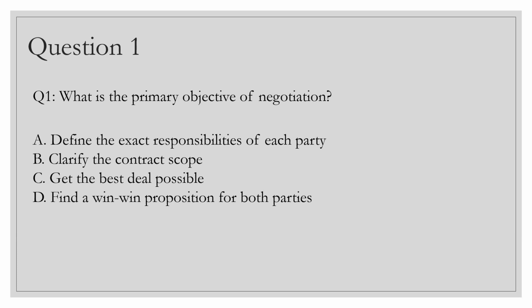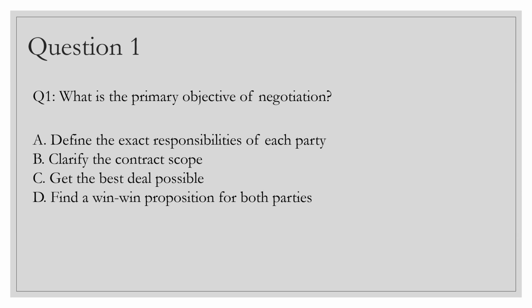Like I said, maybe in Amazon, your procurement team is taking care of all the negotiation and contract awards and all that. But the PMP exam thinks that being a PMP project manager, you should be able to run the entire procurement cycle. So what is the primary objective of negotiation? Options are: it defines the exact responsibility of each party, clarify the contract scope, get the best deal possible, find a win-win proposition for both parties.